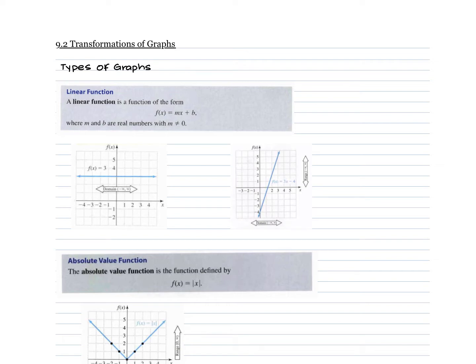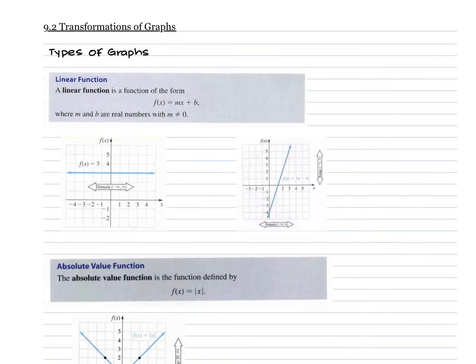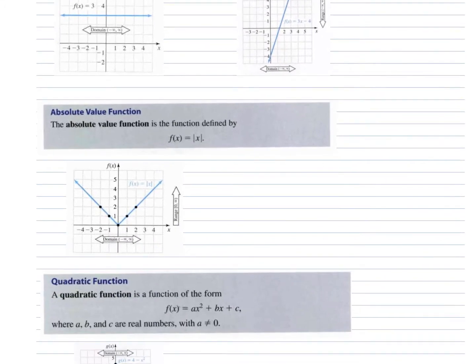So the first type of graph that you see here is a linear function. Those are just straight lines. So those are in the form of f of x or y is equal to mx plus b, or just a number. You also have absolute value functions. Those absolute value functions look like a V and come to a point.